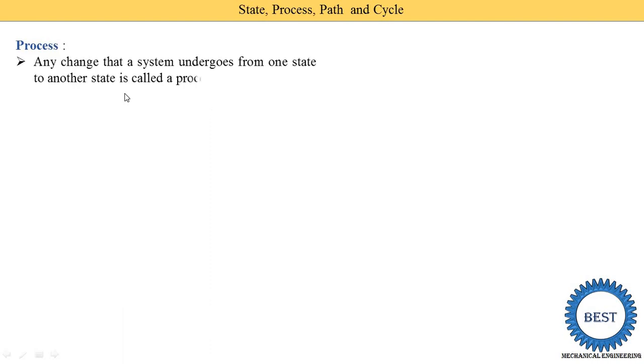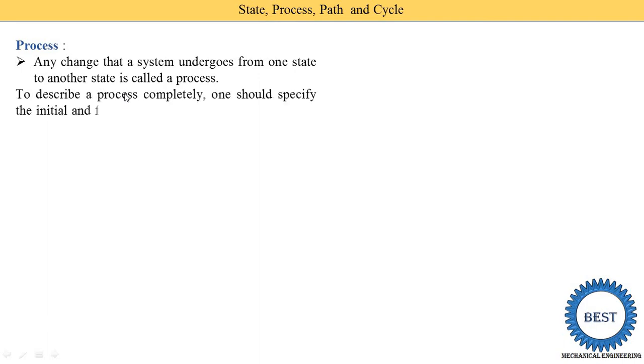Now the next is the process. Any change that a system undergoes from one state to another state is called a process. In the last animation on state, you saw that we connected state 1 and state 2 by using this one line. So this line is called the process 1 to 2. Any change that a system undergoes from one state to another state is called a process.